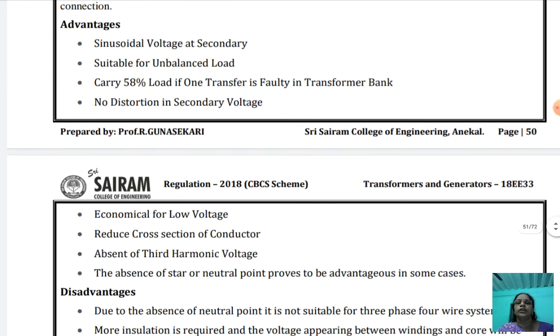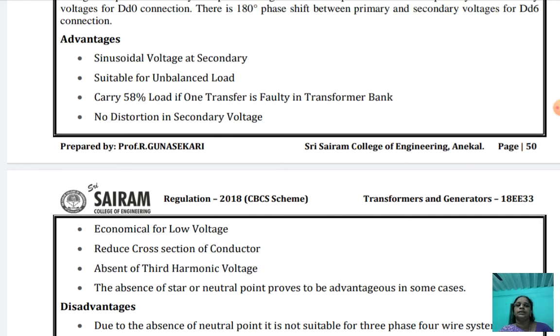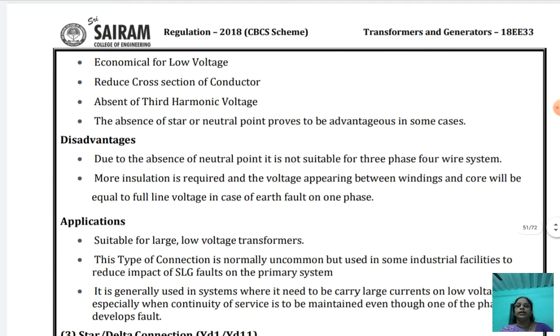In this case, the advantages of this type of delta connection are: sinusoidal voltage at secondary, suitable for unbalanced load, no distortion in secondary voltage, economical for low voltage because of the cross section of conductor, and absence of third harmonic. The third harmonic is the drawback in the star, but it is overcome in the delta connection. The disadvantage is the absence of the neutral point. Delta means there is no neutral point.